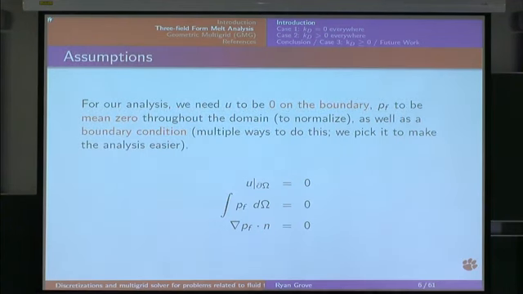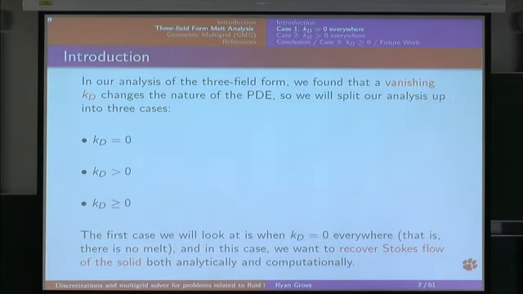Okay, so some assumptions in order for us to do our analysis. We need the velocity to be 0 on the boundary, this condition right here. We need the fluid pressure to be mean 0 throughout the domain. And we also need a boundary condition, which we have right here. So you can pick multiple boundary conditions. We do this one to make the analysis easier. So is the important thing that it's like a Dirichlet function? I think yes. Yeah. It doesn't matter if it's 0 or not, but yeah.